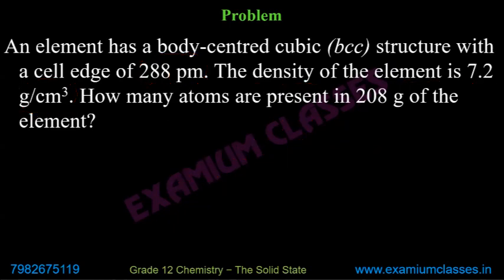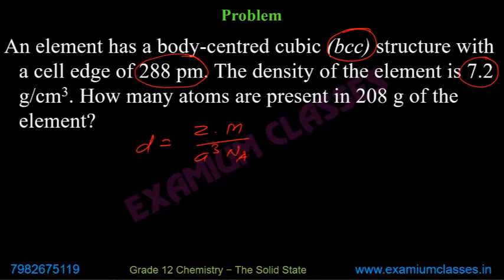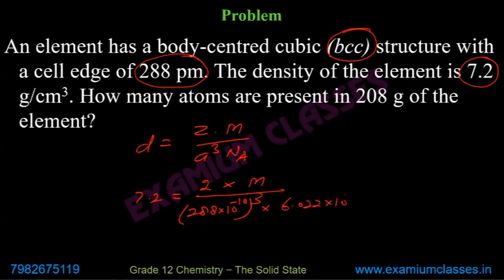From the given information, you can calculate the molar mass. D is equal to Z M divided by A cube Na. Okay, 7.2 equals Z, body centered so 2, into M divided by 288 into 10 to the power minus 10 whole cube into 6.022 into 10 to the power 23. From here you can get molar mass M.